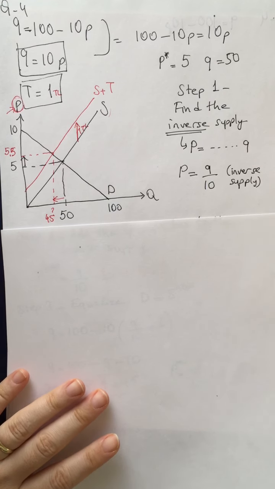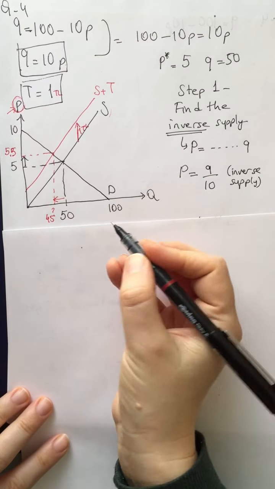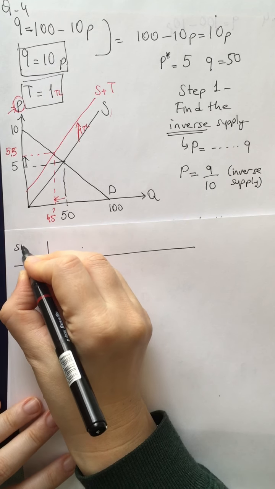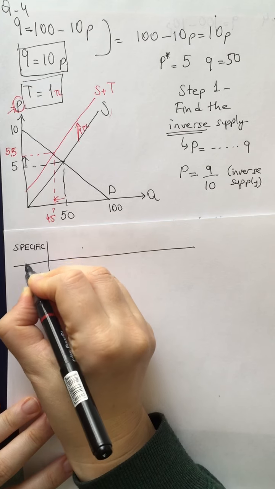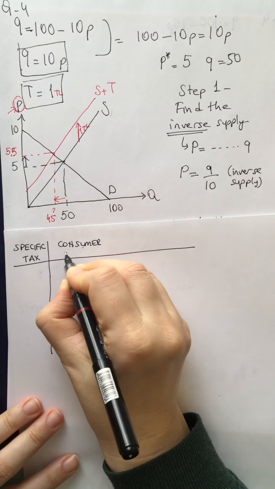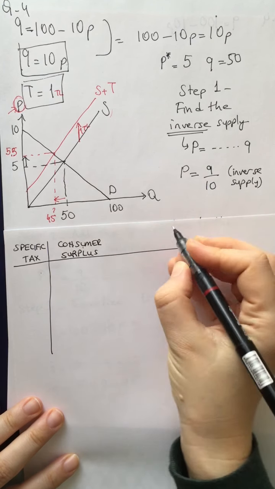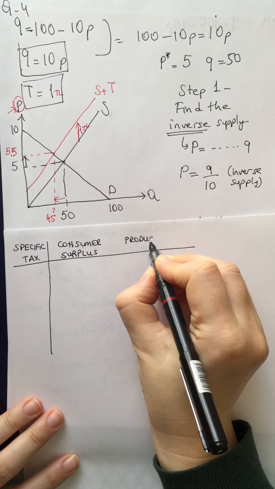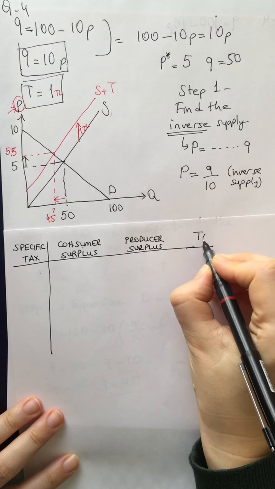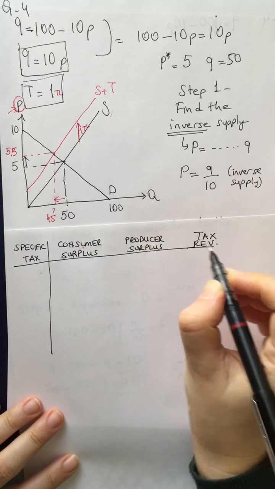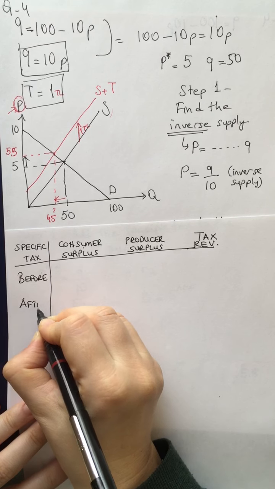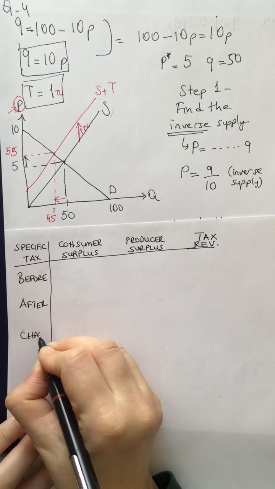Let's make our table to understand what happens to the consumer surplus, producer surplus, and the other things. Here, let's write specific tax, consumer surplus, producer surplus, and here let's write tax revenue of the government before the policy, after the policy, and let's look at the changes.